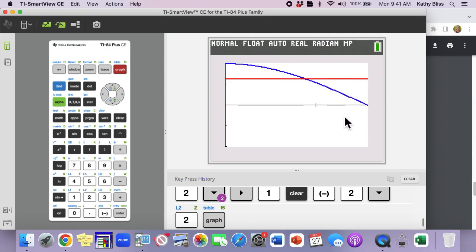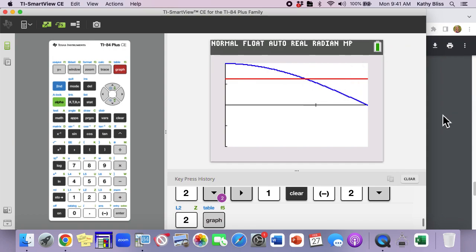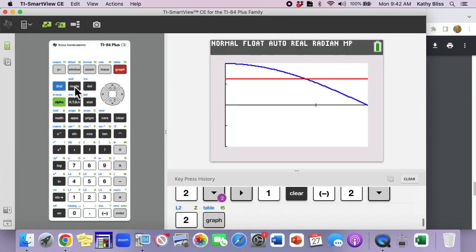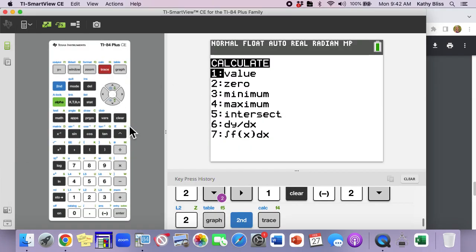And so now I see the graph. I'm just looking at the interval of what I need. And remember, we're looking for the point of intersection because it's where those two parts, where 2 cosine x and 4 over pi, are equal. Where is that equivalent? So here again, I just go to second calc. That's where all my information is. And I'm looking for the point of intersection.